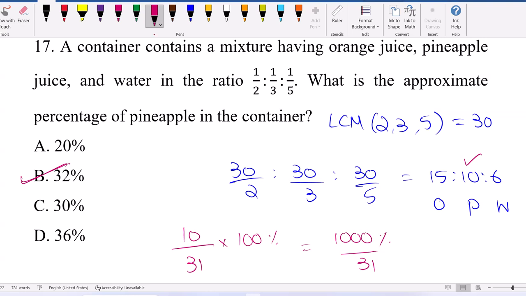So approximately 32%. Right. So see the next one.